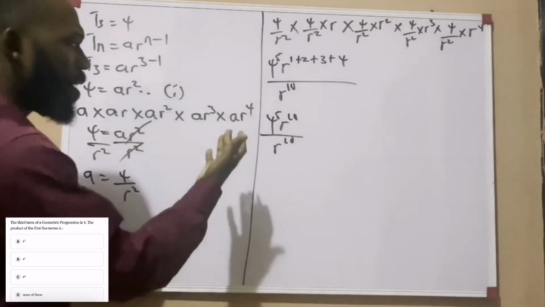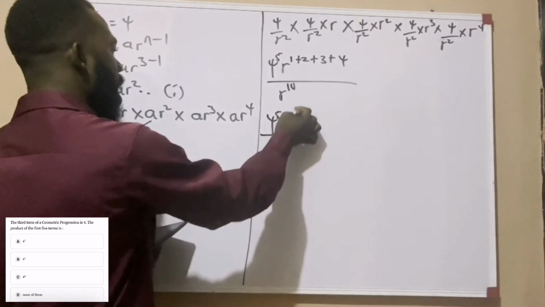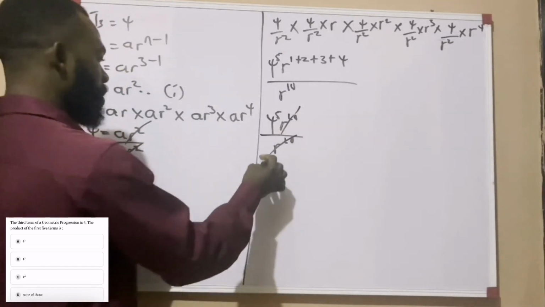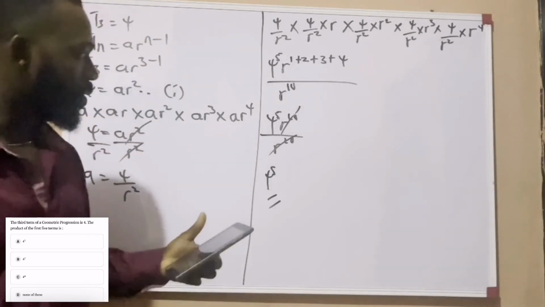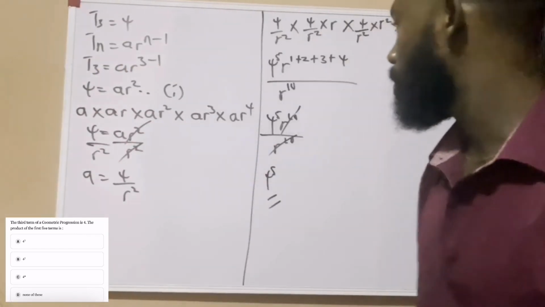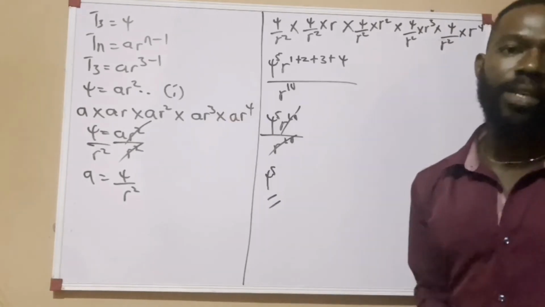So class, because the bases are the same and the powers are also the same, R raised to the power 10 over R raised to the power 10 cancels out. So what do I have? 4 raised to the power of 5. So this is how you can solve a question that looks like this.